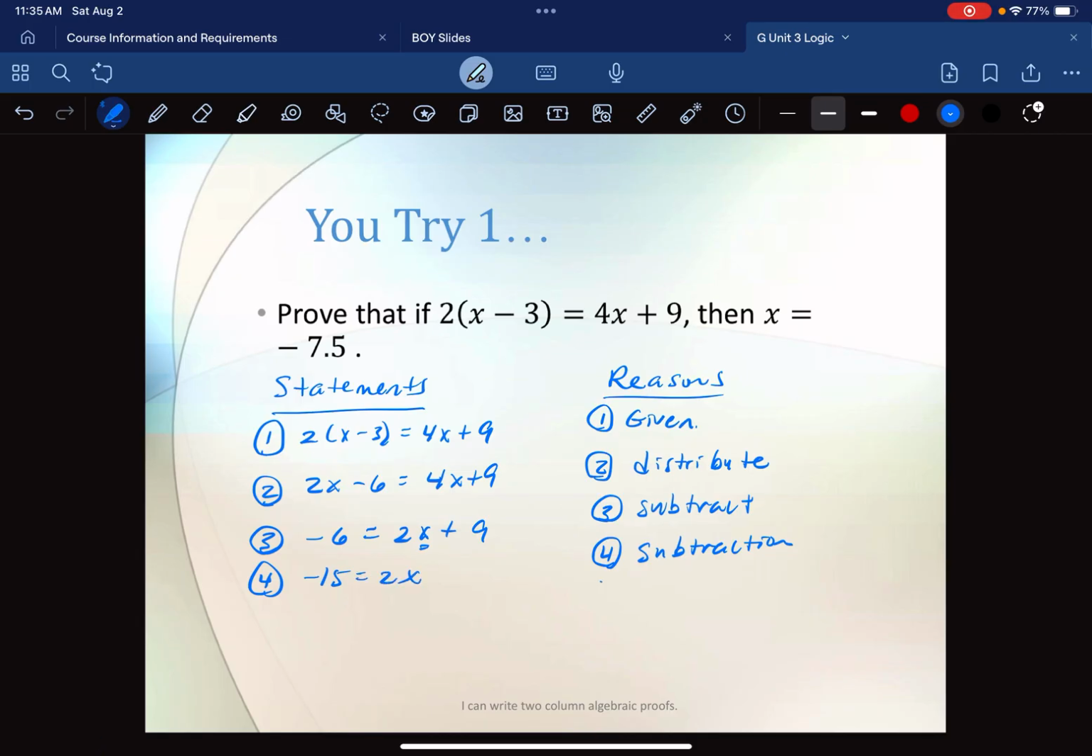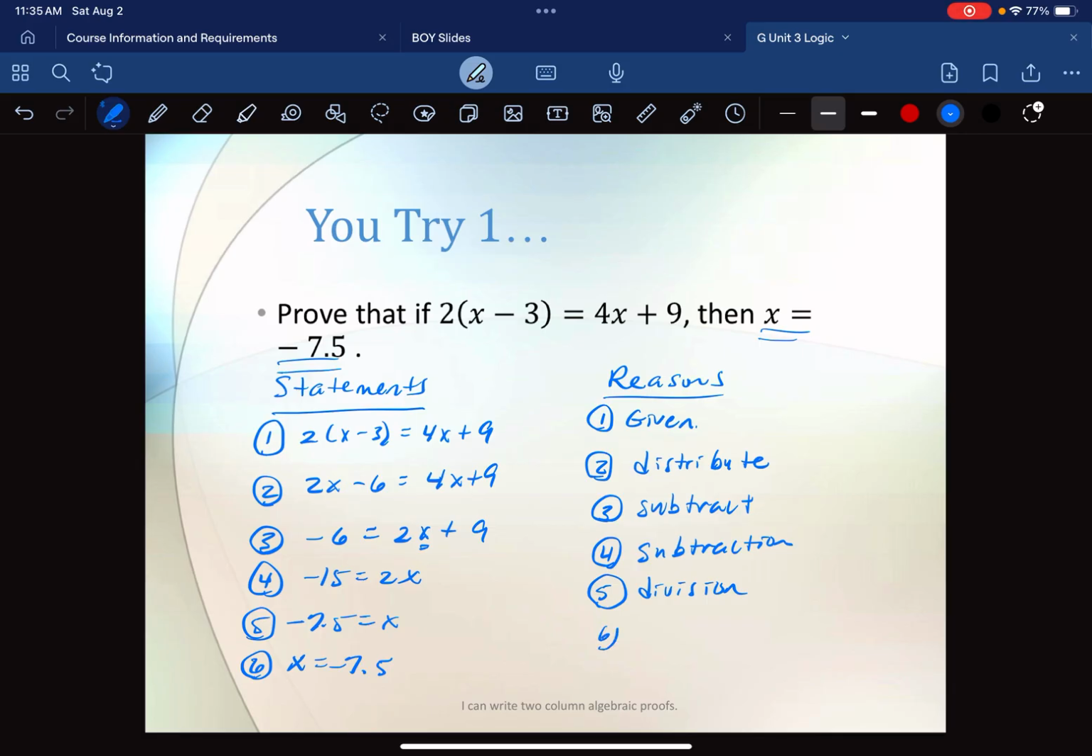Now it looks like I need to divide to get rid of the 2. I'm going to put division, and I'm going to put negative 7.5 equals x. But you know what? My answer doesn't look quite like the conclusion up here, which says x equals negative 7.5. Well, I need to switch those around. I need to put x equals negative 7.5 so it matches my conclusion up there.